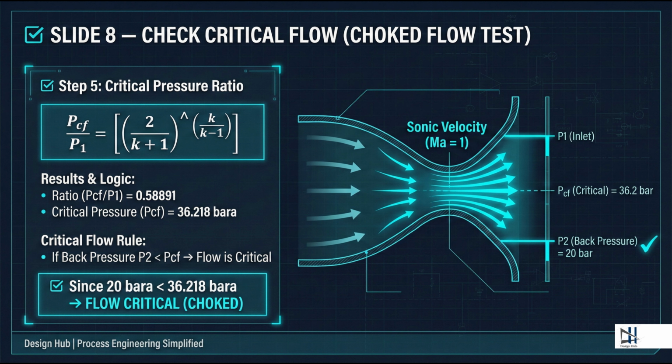Now, before orifice sizing, we must check if the flow is critical, meaning choke flow. For this, we calculate critical pressure ratio using K value. In this example, critical pressure comes to around 36.2 bar absolute, and outlet back pressure is only 20 bar absolute, which is less than critical. So flow becomes critical, meaning it is choke flow. This is a very common condition in gas and vapor PSV sizing.